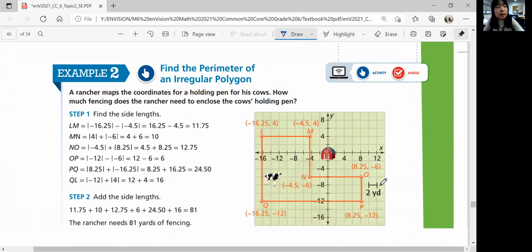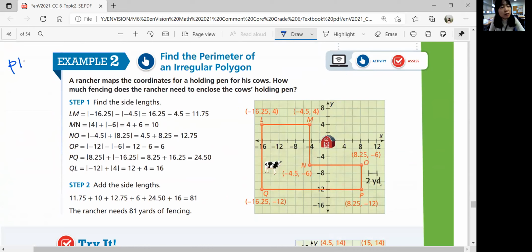Let's look at example 2 on page 107. Find the perimeter of an irregular polygon. A rancher maps the coordinates for a holding pen for his cows. How much fencing does the rancher need to enclose the cows' holding pen? So in this graph, you see a cow over here, and the fence is going to go around, right? The fencing is going to be all these red lines. So first, you're going to find the side lengths. This is not a rectangle. It's maybe 2 rectangles together, or 6 sides. So that's going to be a type of hexagon, right?